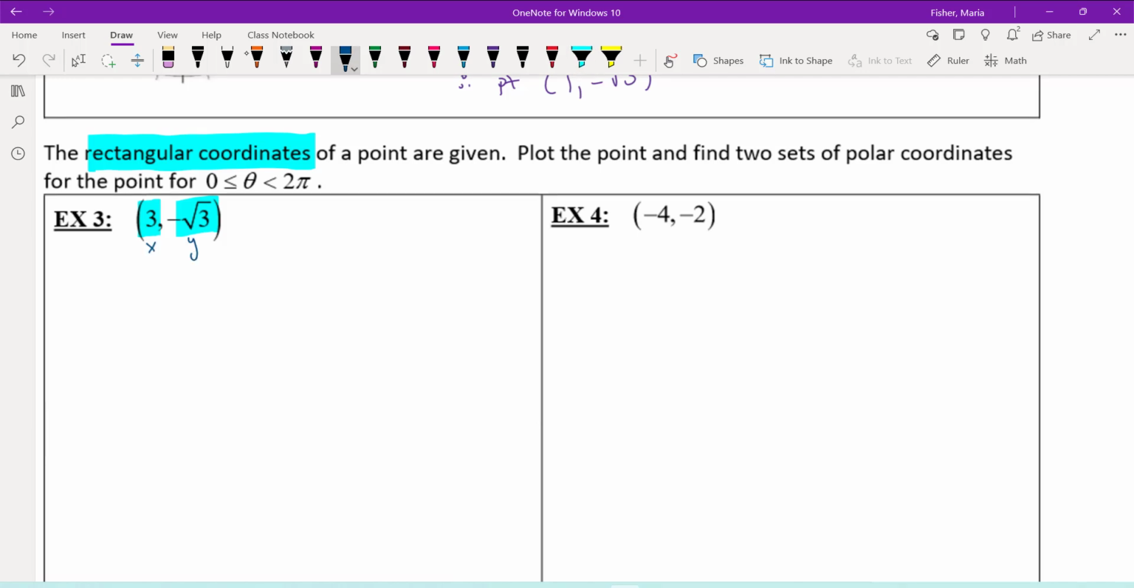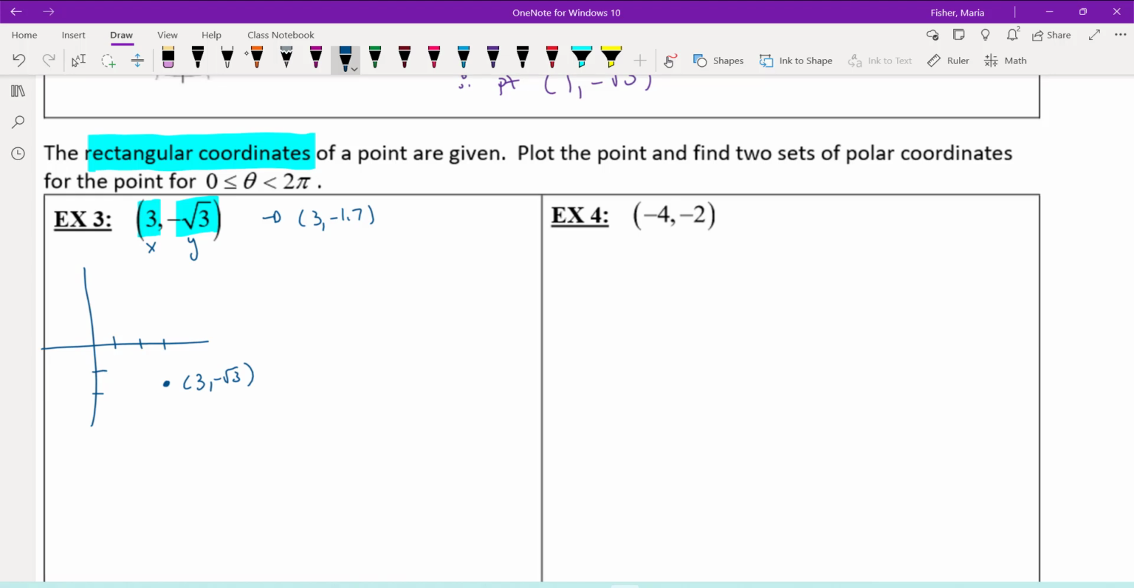Well, the square root of 3 is approximately 1.7, so I know I'm really plotting 3 comma negative 1.7. If I graph that, there would be the point 3 comma negative root 3. Now I need to find two sets of polar coordinates for this point. Let's start with the first one.